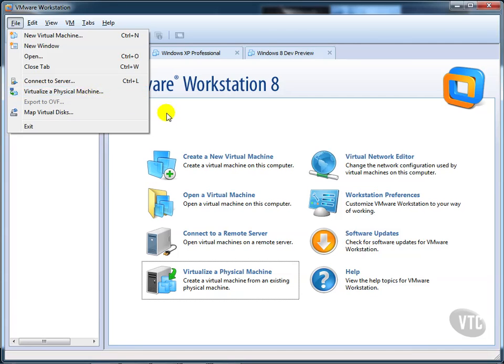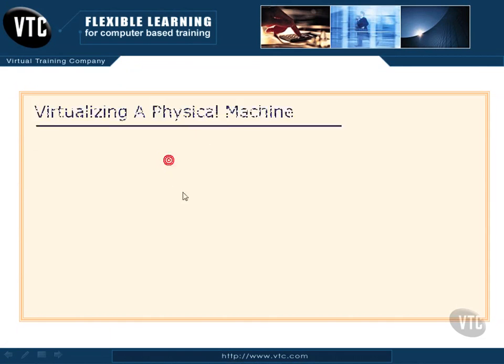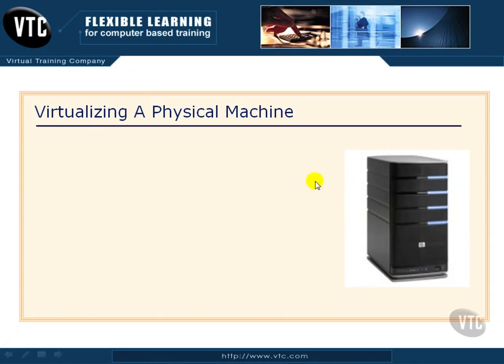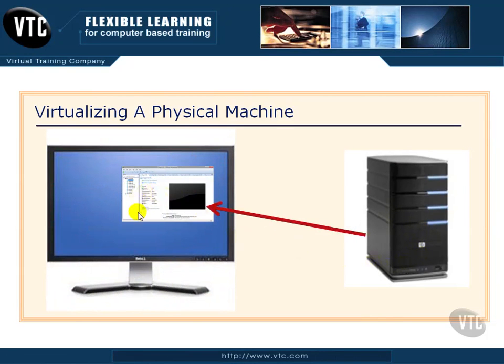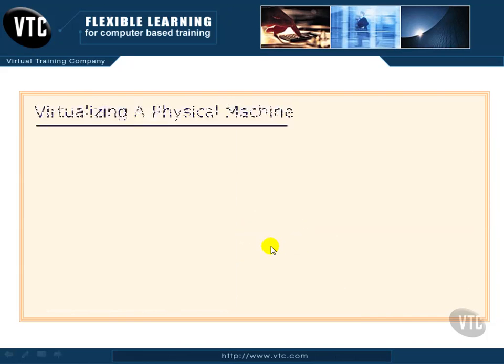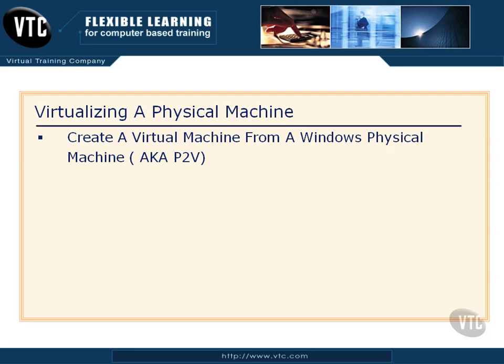Pretty straightforward there. So let's talk about what's involved in virtualizing a physical machine. Keep in mind, I've got a physical computer out here, and I want to virtualize that and put it into the VMware virtual environment. First of all, when you create a virtual machine from a Windows physical machine, this is also known as P2V, or physical to virtual. It almost seems like it should be F to V, but you know how it is, PH and F and all that. Anyway, the thing you need to watch here is the preparation.